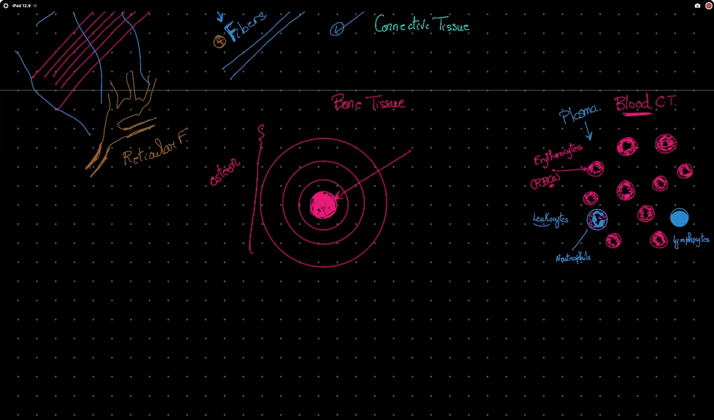The dark canal here at the center is my central canal. And surrounding the central canal, I have layers of calcified protein. And those layers of calcified protein here are what we call the lamellae. Embedded in those lamellae, we've got tiny little spaces where the mature bone cells are going to be kept. We call the mature bone cells the osteocytes. And those tiny little spaces that I have, those are my lacunae. So we're looking here at osteocytes in lacunae.